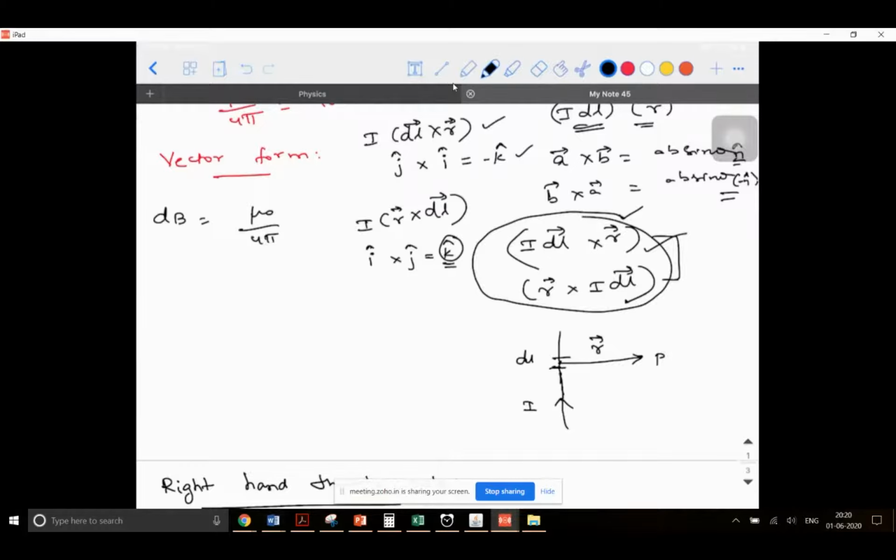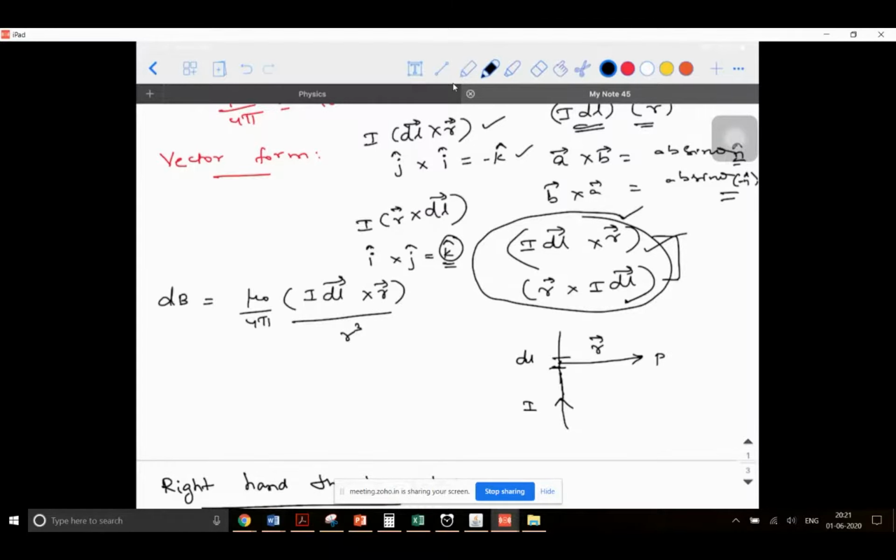That means I need to write the cross product as I into dl vector cross r vector. I should not write it as r cross dl. This will help you to remember the formula, why it is so. So please be careful about it. Then dB vector will be equal to mu naught divided by 4 pi into I dl vector cross r vector divided by r cube.